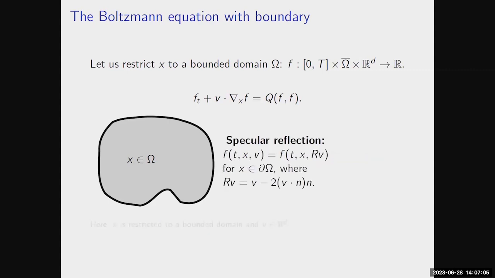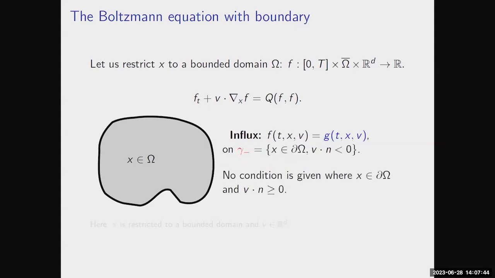So one possible choice is to have specular reflection. That is, if the particle is coming this way, it's going to bounce back with a reflected velocity, right? So that if I take any point x on the boundary, f of t, x, v should be the same as f of t, x, Rv, where R is the specular reflection of the velocity with respect to the normal direction to the boundary. So n is the unit normal to the boundary here. So basically saying that the particles are just bouncing on the boundary, right? This is the specular reflection boundary condition.